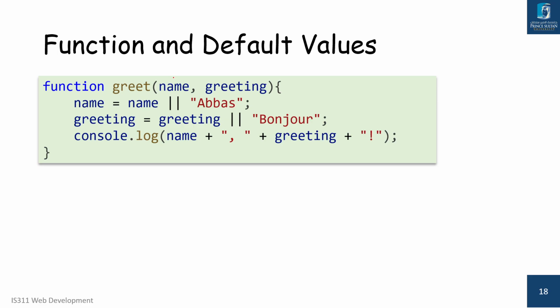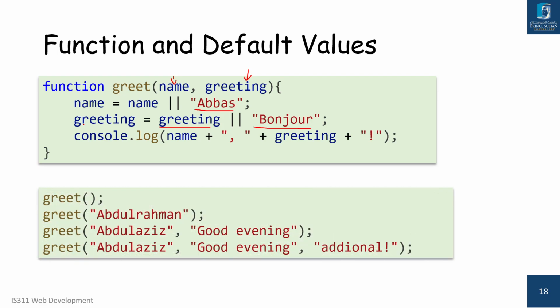So now if this name is undefined, meaning it is not given, then it will automatically assign the name Abbas value to this name. If the greeting value is undefined, then it will assign bonjour as a default value to the greeting. And if these values are given, then whatever values are given will be assigned to the name and greeting variables.